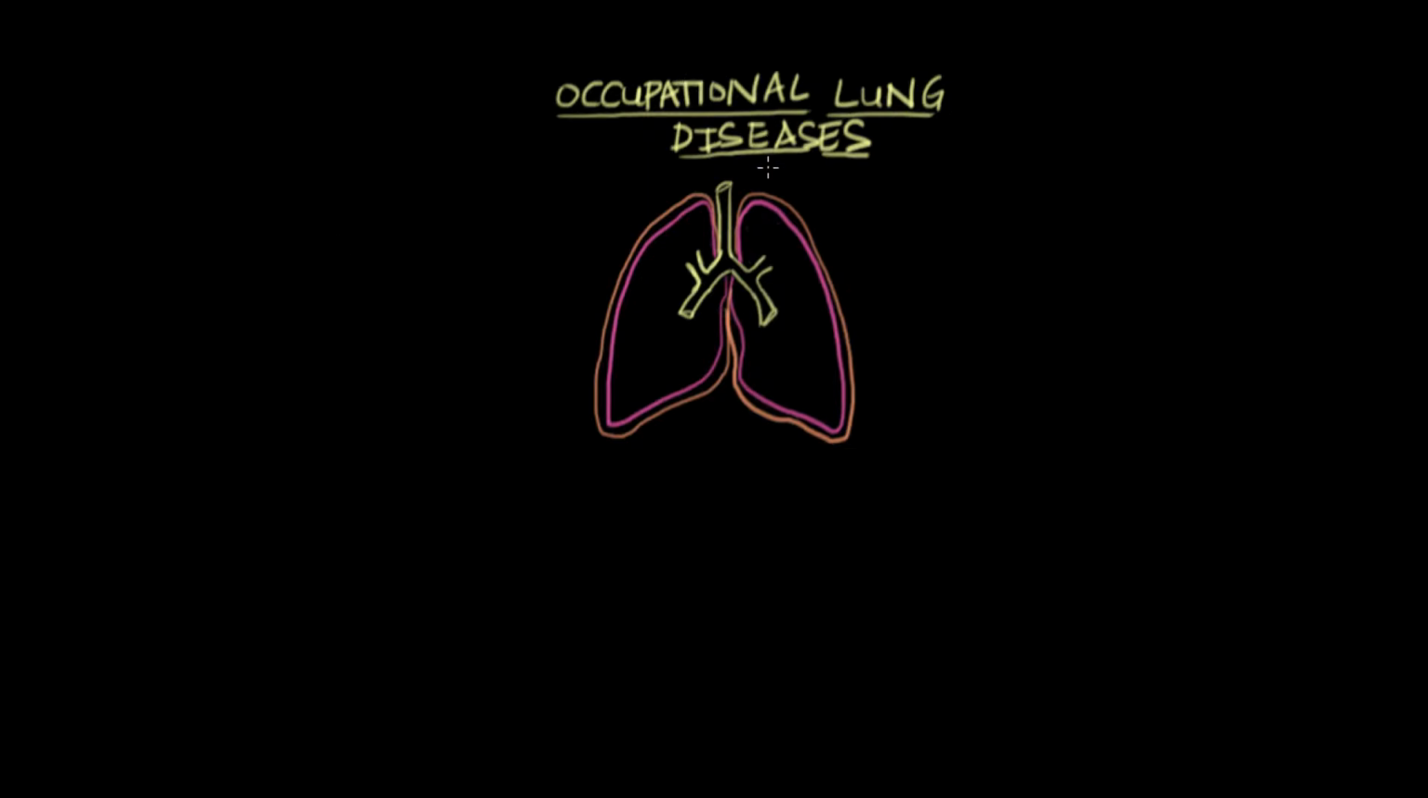So occupational lung diseases are diseases of the lung that occur in response to some occupational or work-related exposure. And at least in the developed world, the most common type of occupational lung disease is occupational asthma. Okay, so the most common type of occupational lung disease is occupational asthma.